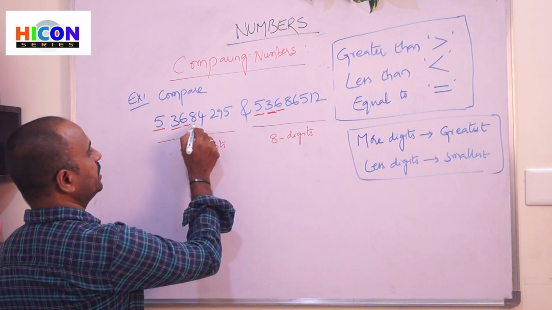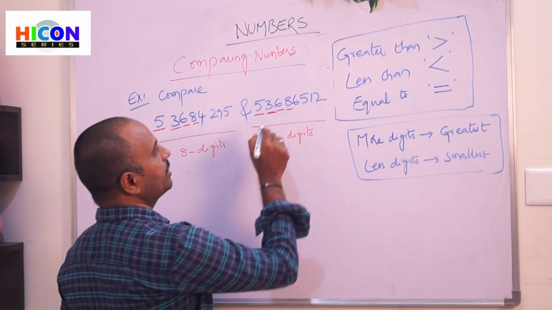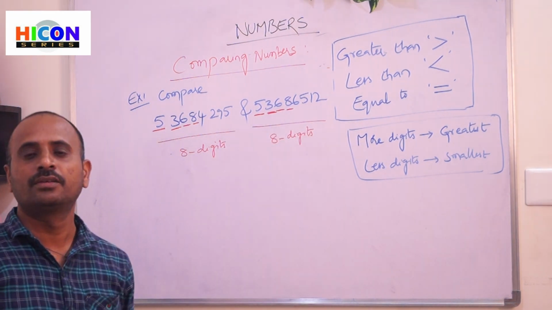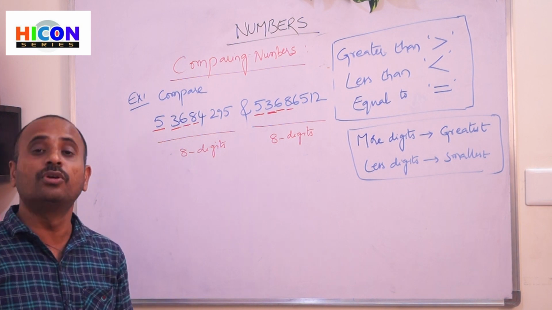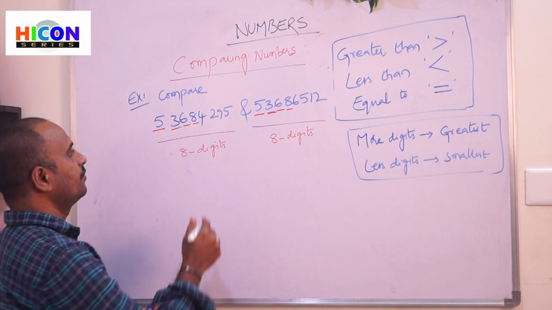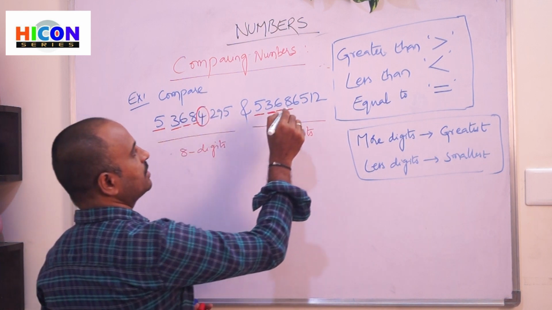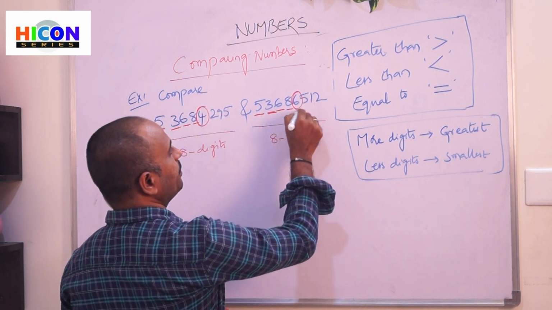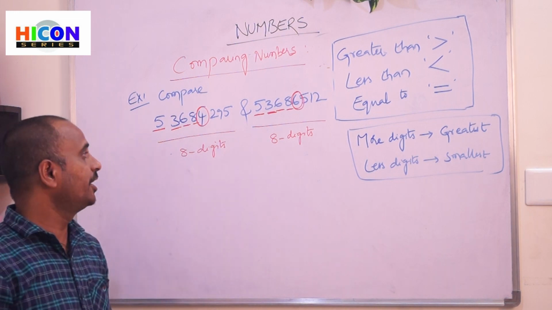So the fourth digit in the first number is 8, and the fourth digit in the second number is also 8. So the fourth digits are also same. Now go to the fifth digit. The fifth digit in the first number is 4, whereas the fifth digit in the second number is 6. So children, let's understand carefully.